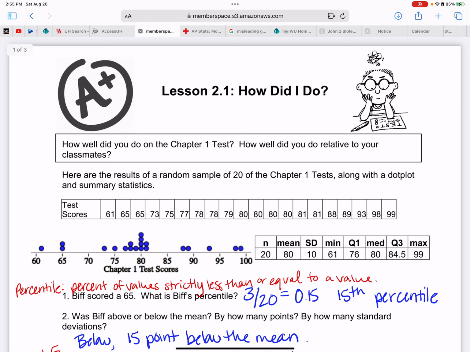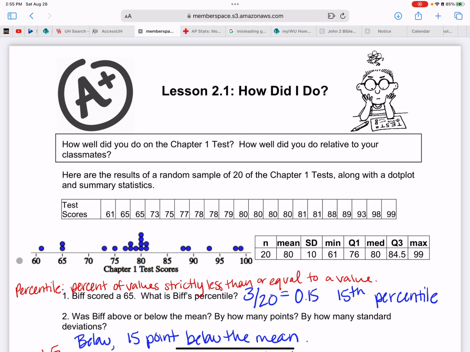Okay, go ahead and look at How Did I Do. What you notice on here is there's a result of summary statistics. It gives you data, it graphs it for you, and gives you the summary of the data. So if Biff had a score of 85, what is Biff's percentile?